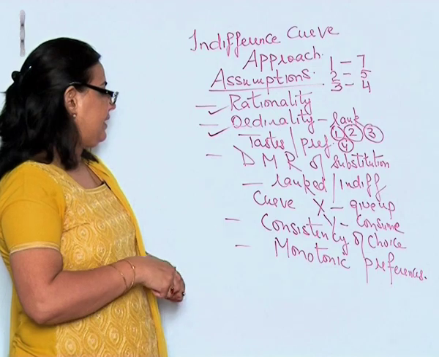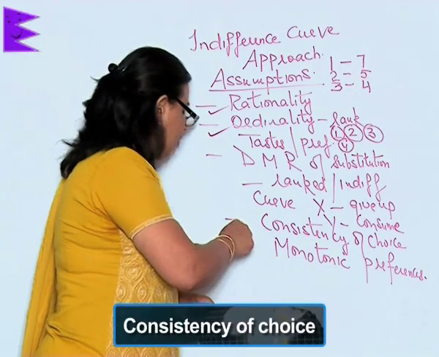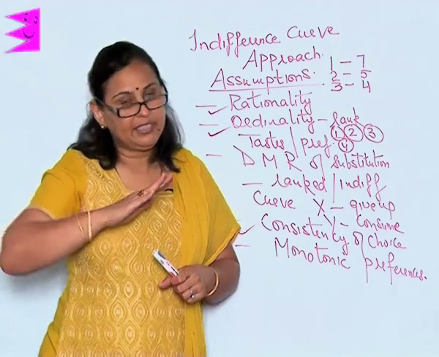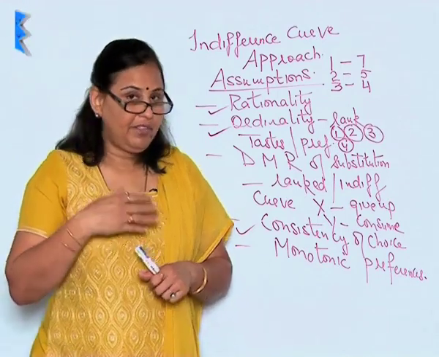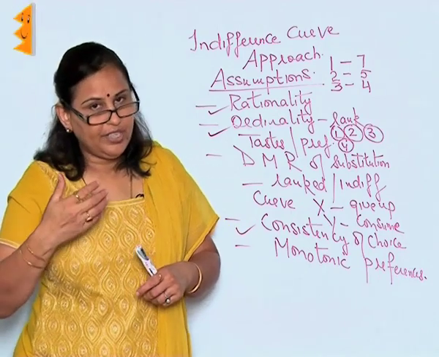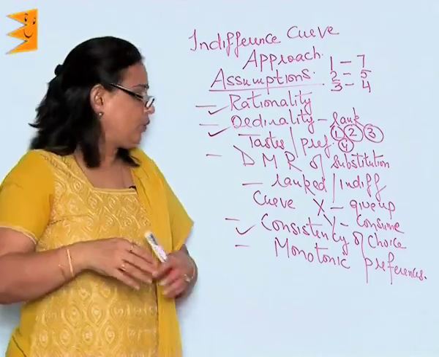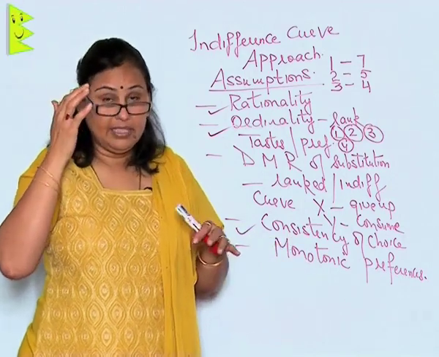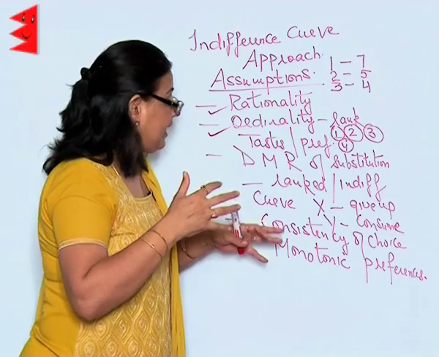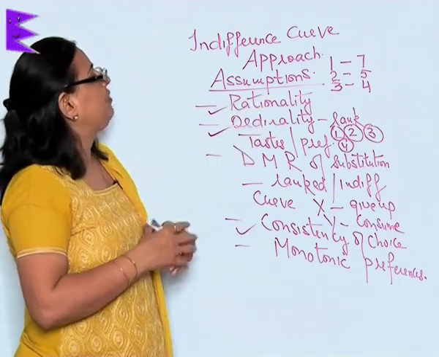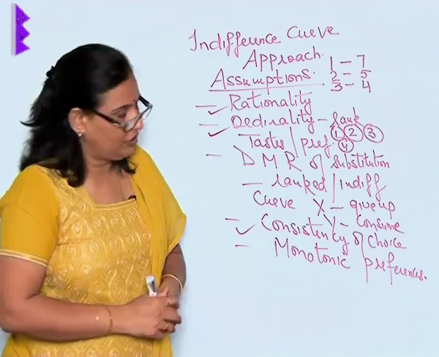Okay. The next is consistency of choice. Generally, consumers have a very consistent choice. If they like, for example, garlic bread, it will be very difficult to change their taste. They are going to stick to that garlic bread taste. So the consistency of choice that the consumer has is also a basic assumption of the indifference curve approach.